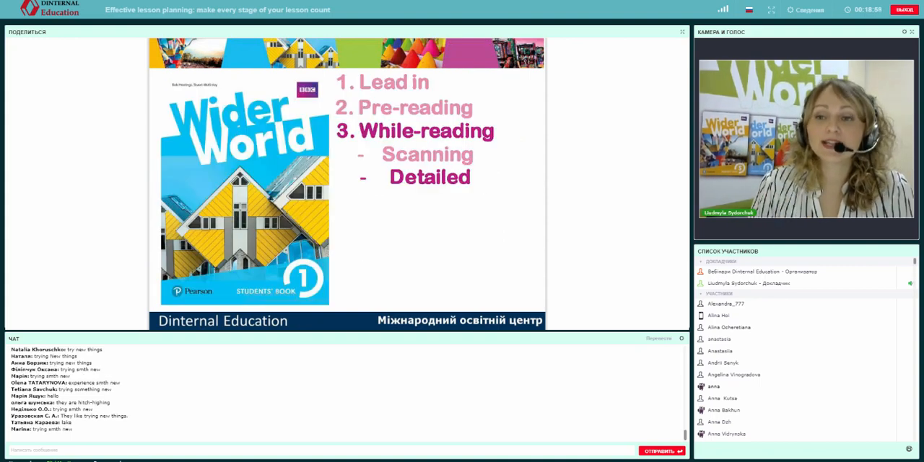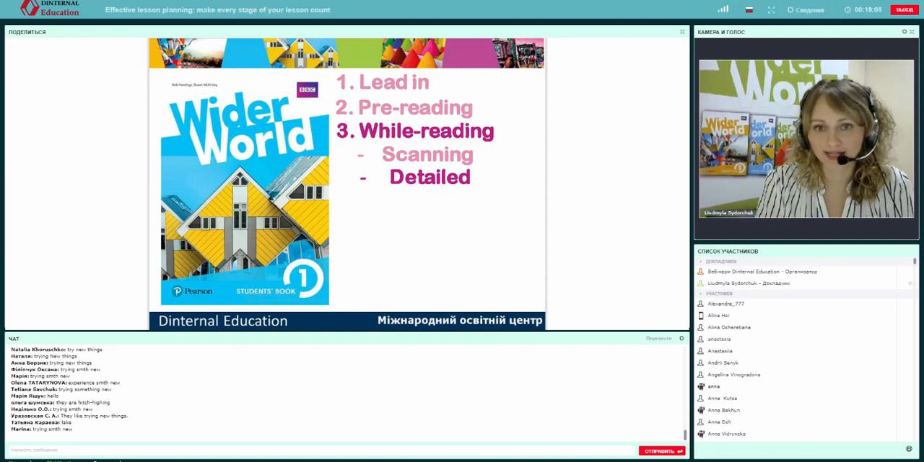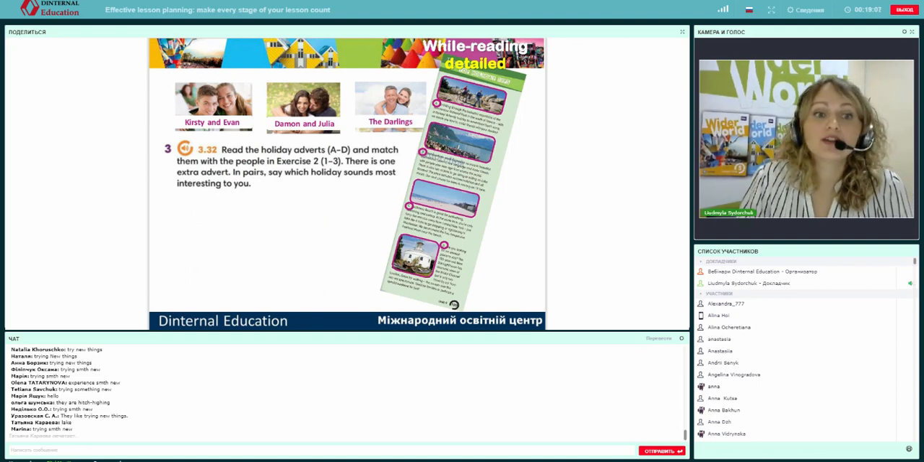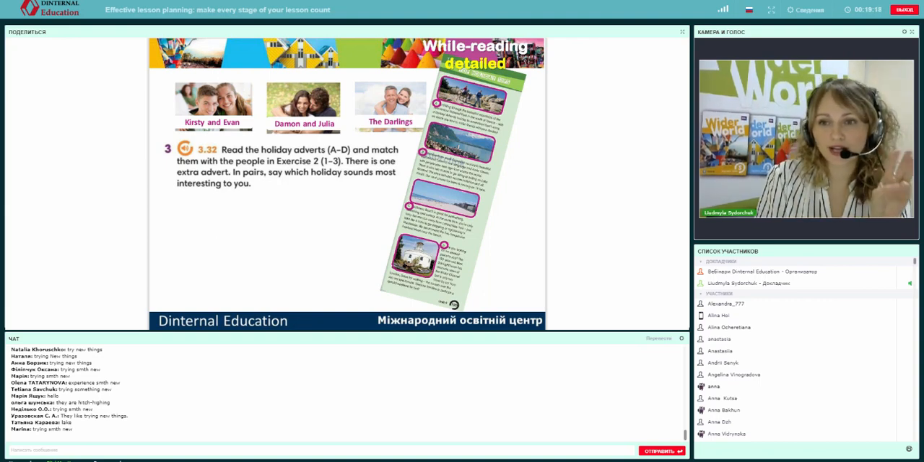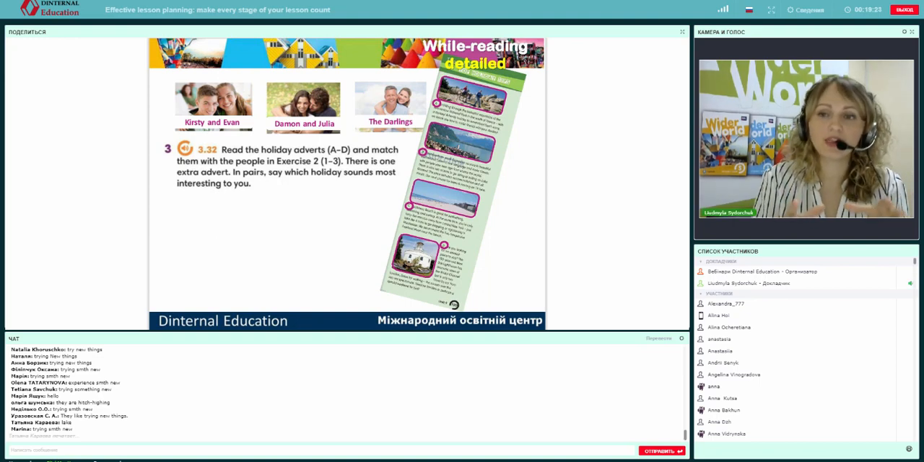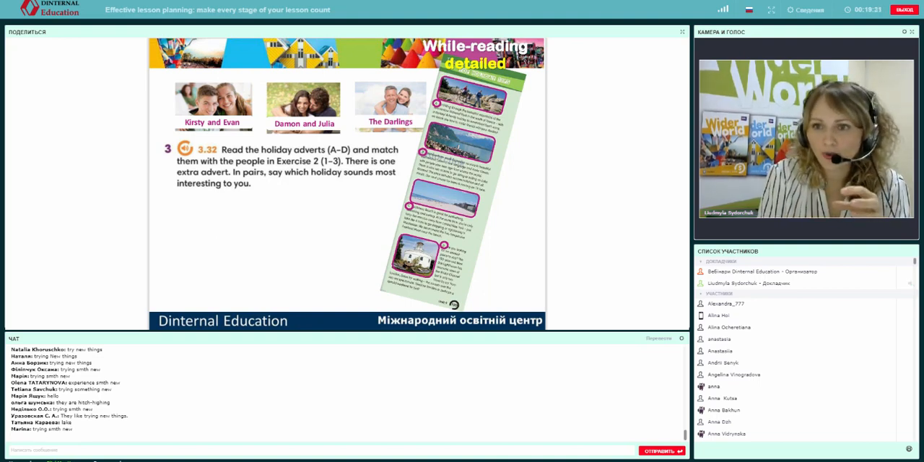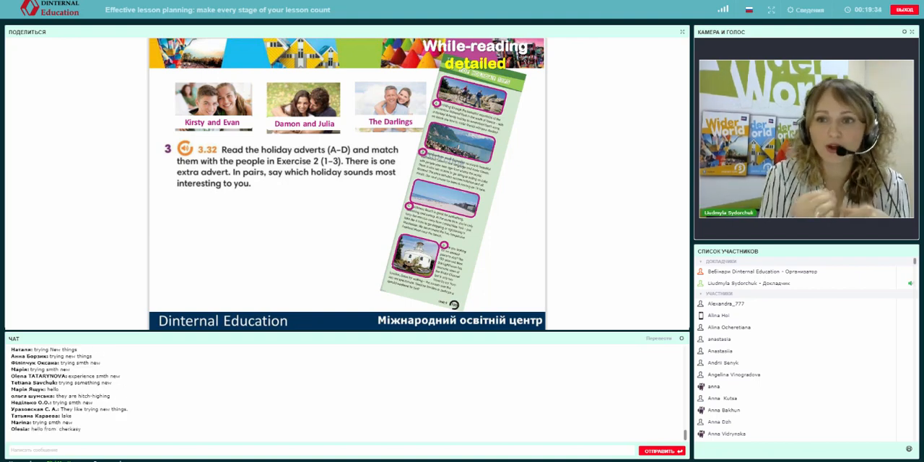And then the second reading skill in this very lesson, we're going to concentrate on detailed reading. And here is the task. Read the holiday adverts, A to D, and match them with the people in exercise 2. There is one extra advert. As you may see, 3 couples, but 4 options. It reminds us of typical ZNO format tasks. So starting even from the 5th form, we already show and practice tasks similar to ZNO, so we're already preparing students for this.